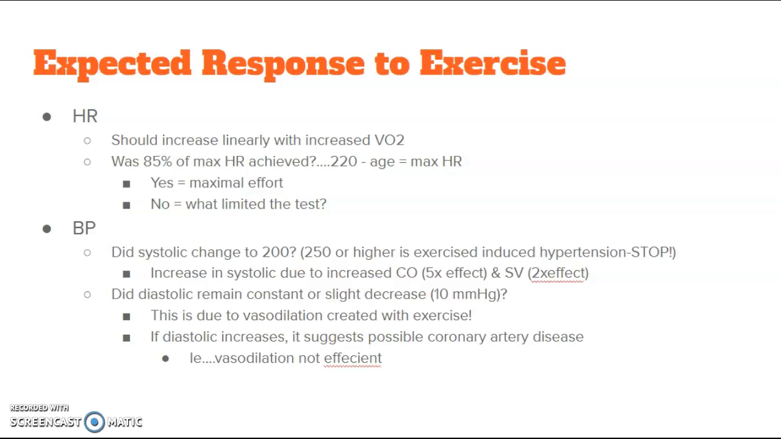If the patient did achieve 85% of their max heart rate, then that says that they used maximal effort. So you can use heart rate as a gauge of your patient's effort. If they didn't, then the next question you're going to want to ask yourself is, what limited the test? Why didn't they get to their max heart rate?